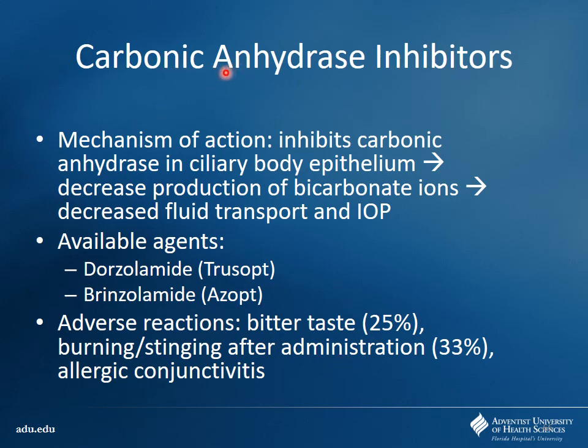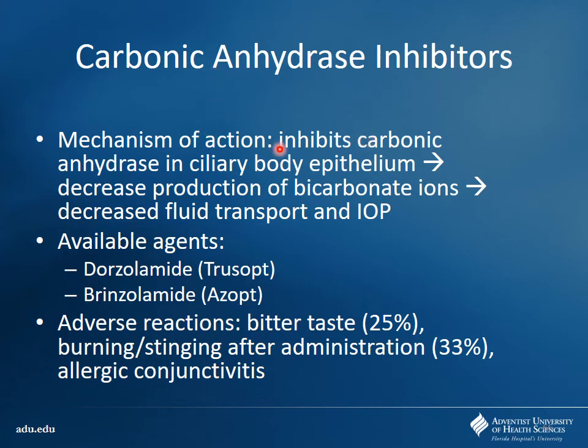Then we have our carbonic anhydrase inhibitors. These are going to be, I would say, beta blockers and prostaglandins are your first or second line agents to go with. Alpha 2 agonists probably second behind that, and then carbonic anhydrase inhibitors probably going to be third. So these are going to be the less preferred agents.